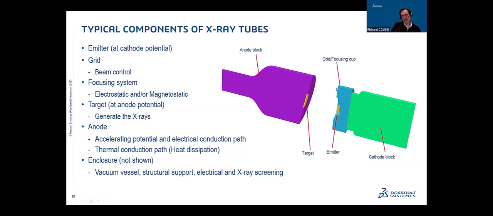We can couple this to any thermal analysis in order to analyze the heat dissipation. The enclosure, which is not shown here, as the vacuum vessel, the structural supports, and the electrical and X-ray screenings, is not drawn on the slides. But of course, all the surroundings need to be taken into account to get the analysis of the whole tube.